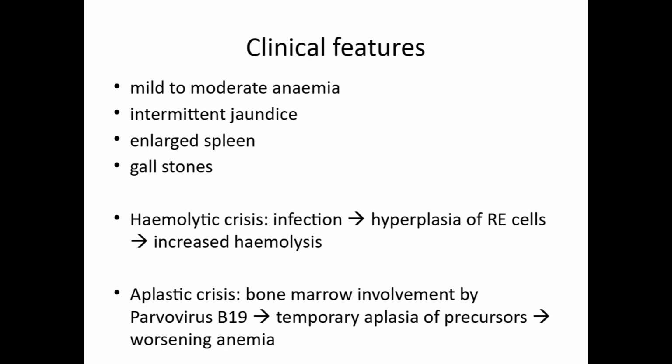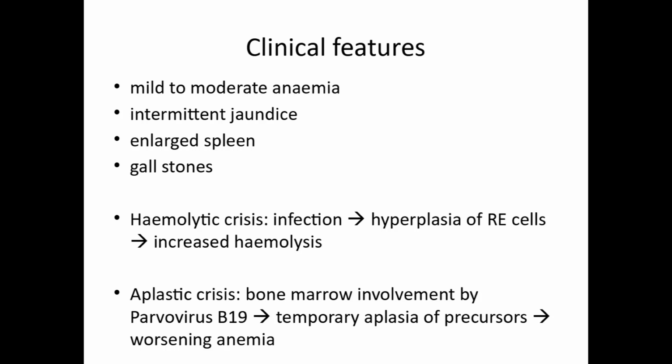There are two crises you need to remember in hereditary spherocytosis. These two are also important when it comes to sickle cell anemia. There also you'll be able to see these two crises. The first is hemolytic crisis. The second one is aplastic crisis.